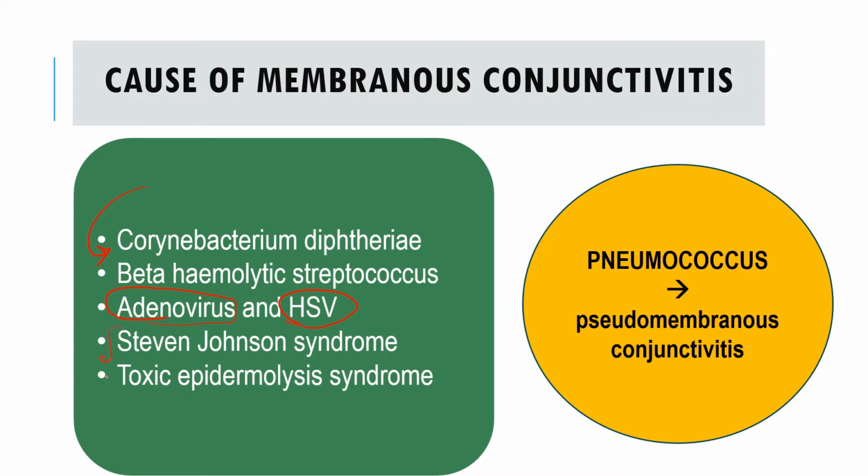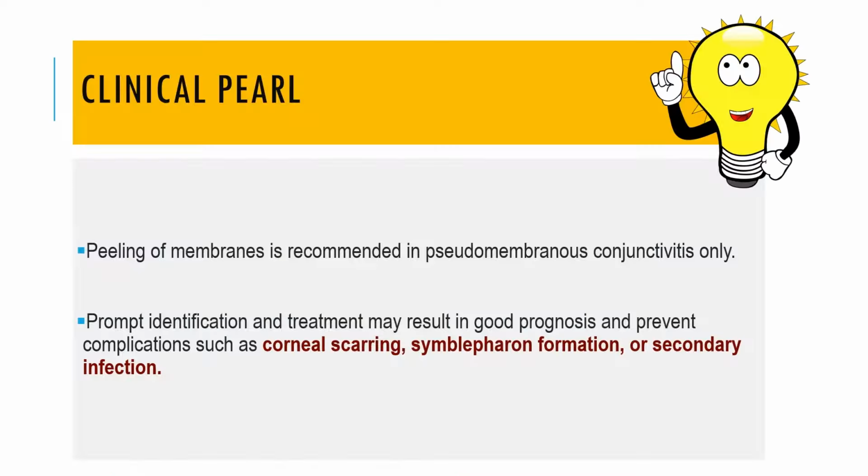Then various kinds of diseases, ocular surface diseases which cause inflammatory chronic sort of conjunctivitis. Also the cicatricial conjunctivitis in which you will have this membrane, so Stevens-Johnson syndrome, toxic epidermolysis syndrome. Now, there's one important organism which actually causes pseudomembranes, okay, and that is pneumococcus.